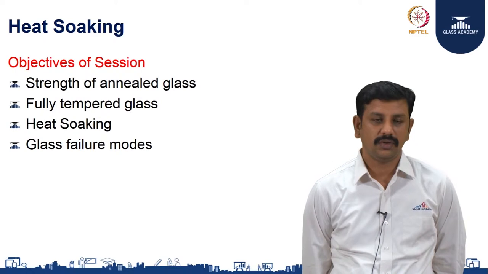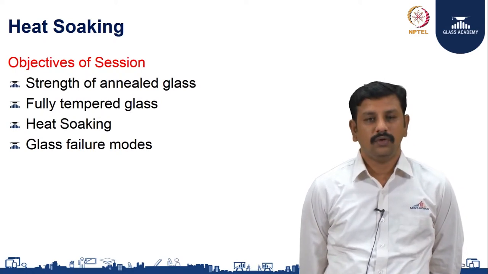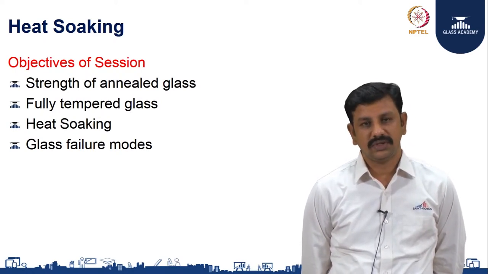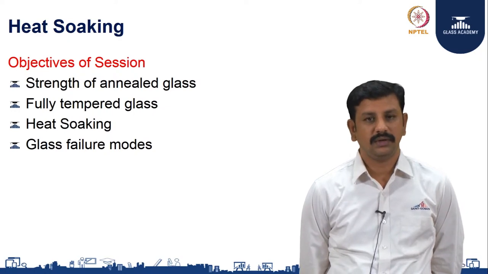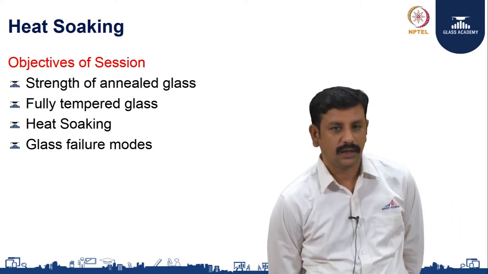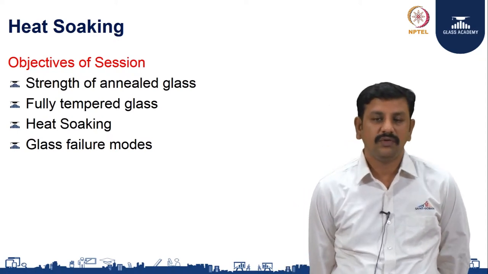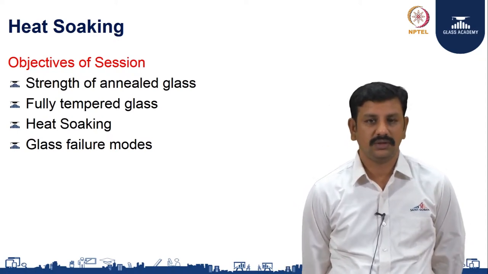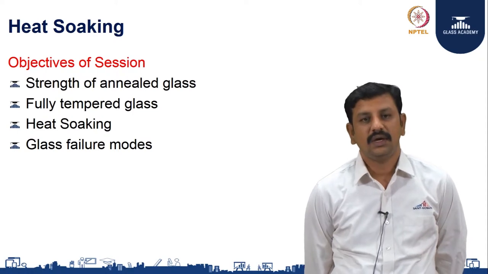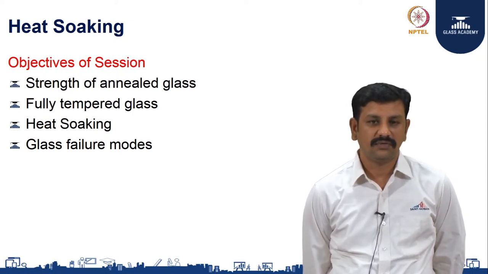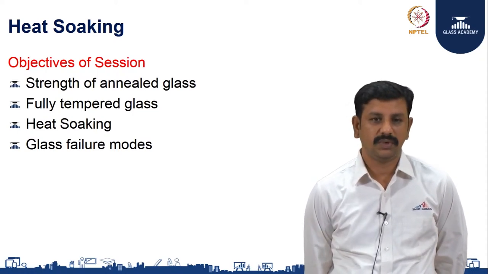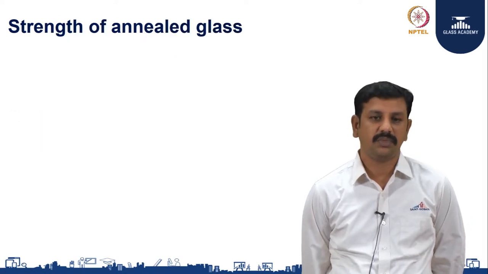As you know, the annealed glass you have learned about through the float process. The annealed glass is produced in the float bath and it is cooled at a very slow rate in the annealing lehr of the float. The purpose of annealing a glass is to have uniformity across the core and center of the glass. And we will also learn about what fully tempered glass is, how we go through this tempering process, and what impact it makes.